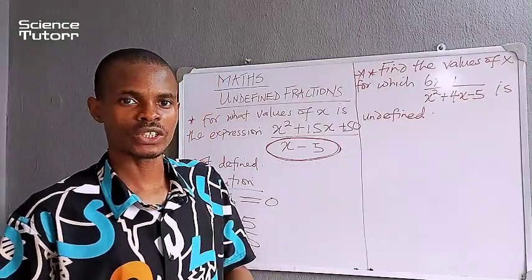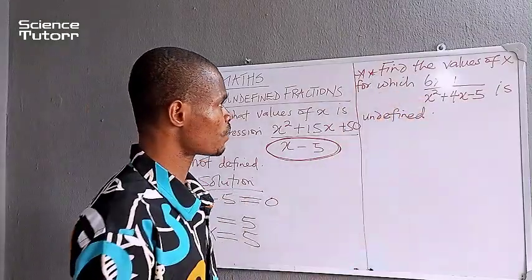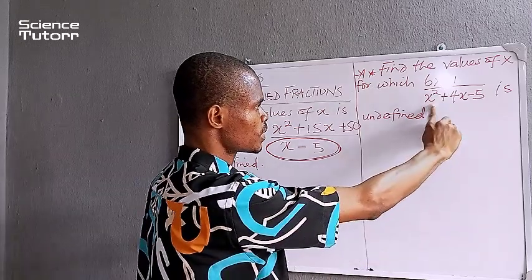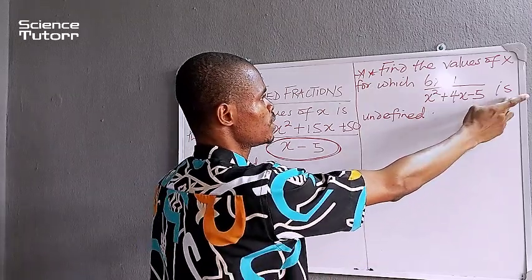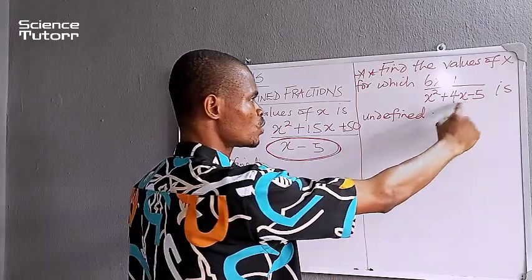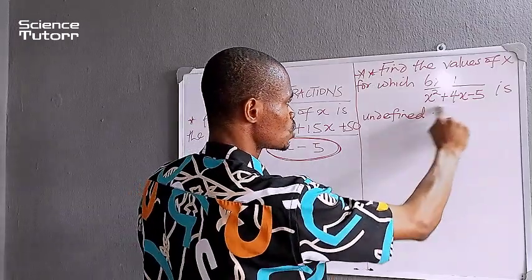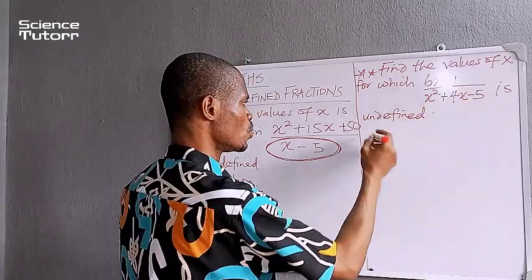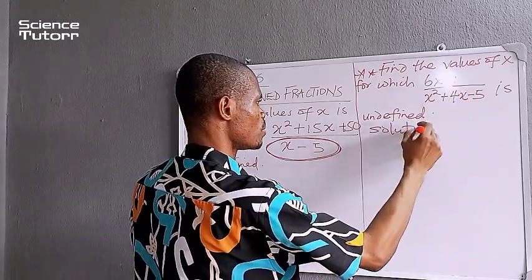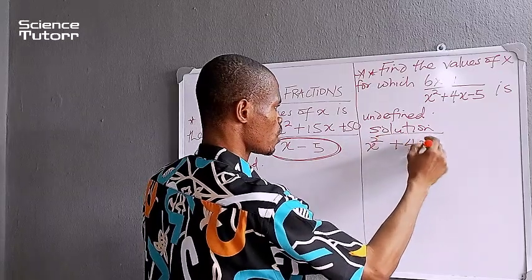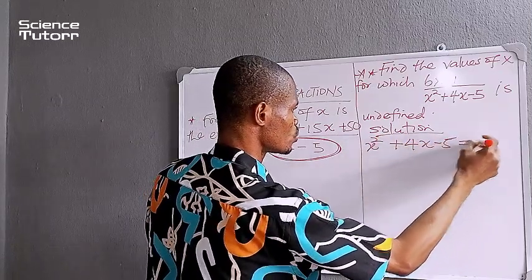So on to another question. It says find values of x for which (6x minus 1) divided by (x squared plus 4x minus 5) is undefined. Like I said before, a fraction is said to be undefined when the denominator is equal to 0. So we simply solve the denominator. So for this problem, we shall be having x squared plus 4x minus 5 equal to 0.